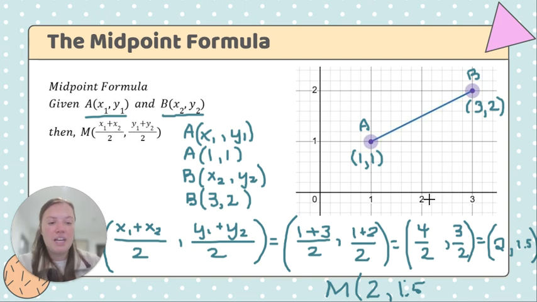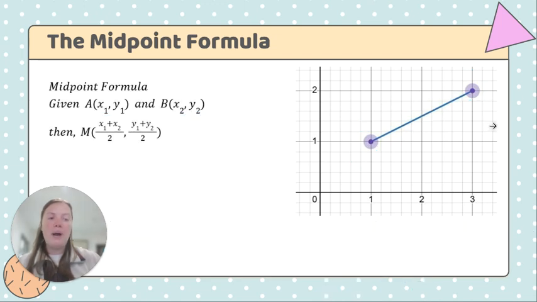So if I come here, my x value is 2 and my y value is 1.5. So my midpoint is going to be located right there. Okay, so identify your coordinates, identify your x1, your x2, your y1, your y2, and then plug it into our midpoint formula.